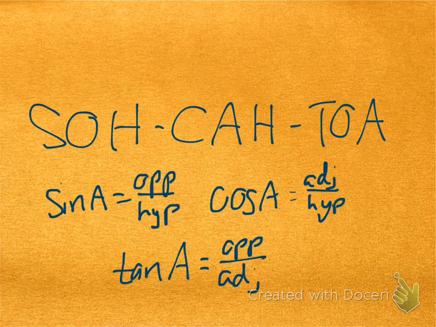So we have SOH CAH TOA. S-O-H is represented with sine opposite hypotenuse. So that's SOH. Then we have our cosine, C-A-H, which is represented with our cosine adjacent hypotenuse. So that's the CAH. So CAH TOA, which again we talked about last video.